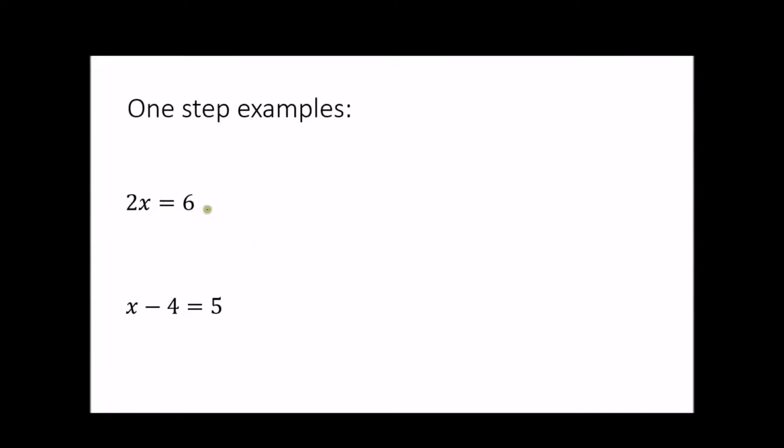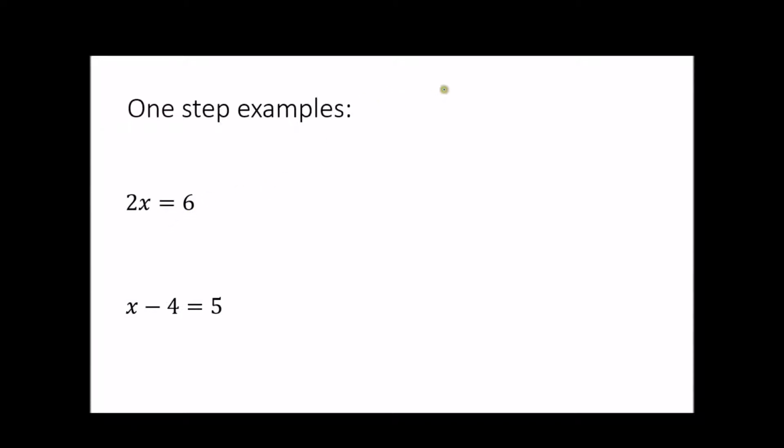Now, if 2x equals 6, this is like saying I've got two boxes, each with a certain number of things in them, giving me a total of 6. And so it's not too hard to go, well, there must be 3 in each box. But again, we need to have a system for doing this.